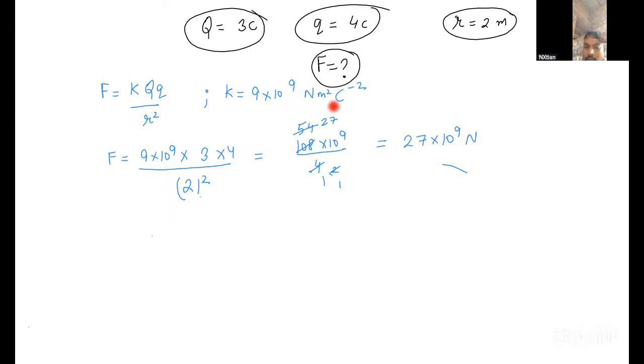Yeah, but while solving it, we don't write units. Like I don't write 3 coulomb, 4 coulomb, 2 meter. While solving, we write only numbers. Okay, Agatha, you understood? Yes or no? Yes, sir. The formula, sir, is just 9 times 10 to the power 9. Yeah, it is 9 only. It's showing 9 only, so we have to go with 9 only.